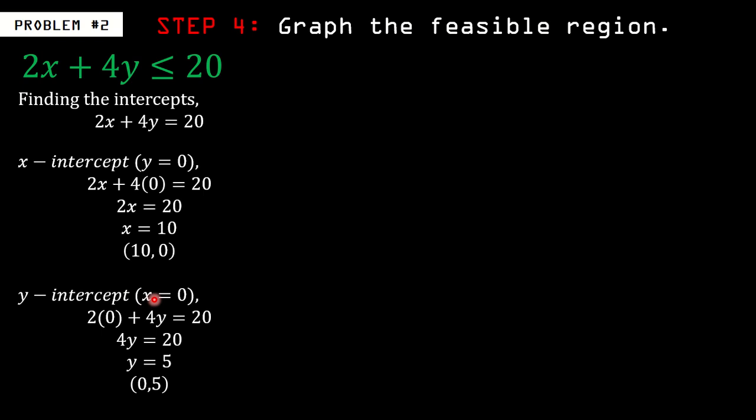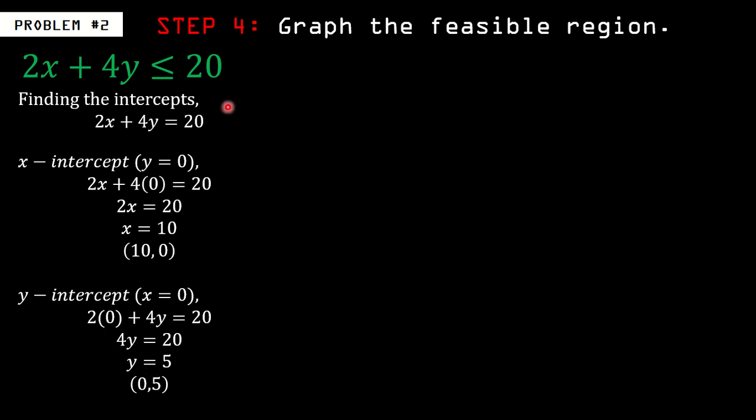And then for the y-intercept, we let x be equal to 0. So 2 times 0 plus 4y is equal to 20. And then 2 times 0 is 0. So 4y is equal to 20. Divide both sides by 4, y is equal to 5. So therefore, the y-intercept here is 0, 5.